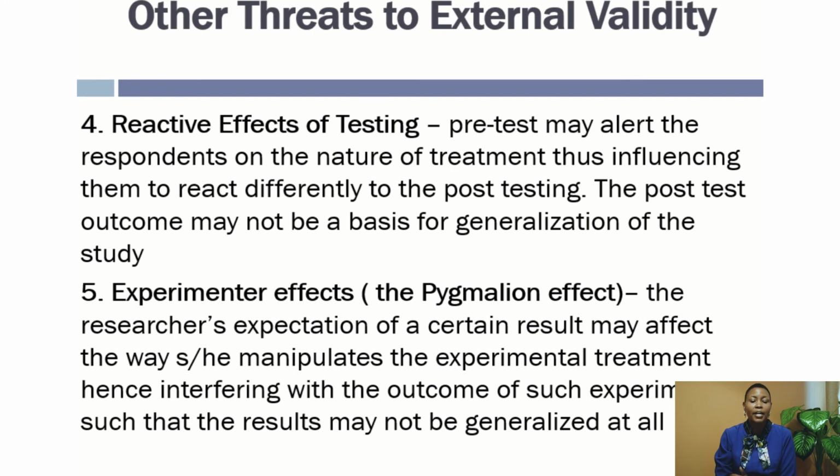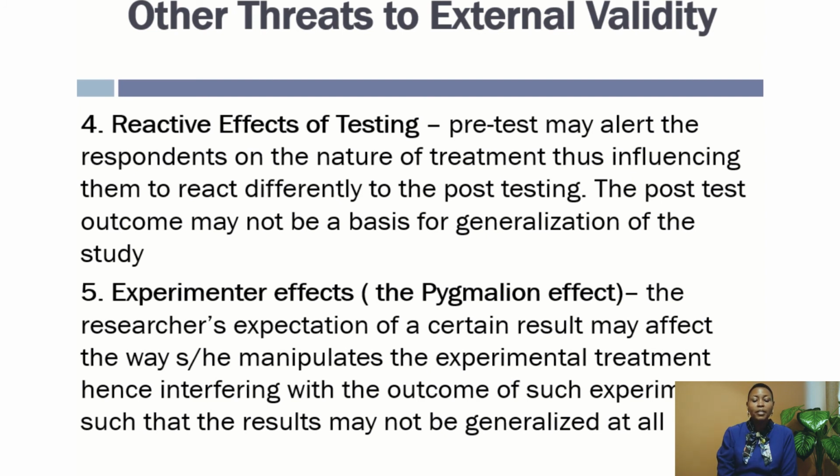Number 4 is reactive effects of testing. This is where the pre-test may alert the respondents to the nature of the treatment, which in turn influences how they perform during the post-test. So the post-test outcome then may not be a basis for generalizing, because they were already aware of the post-test from the pre-test.